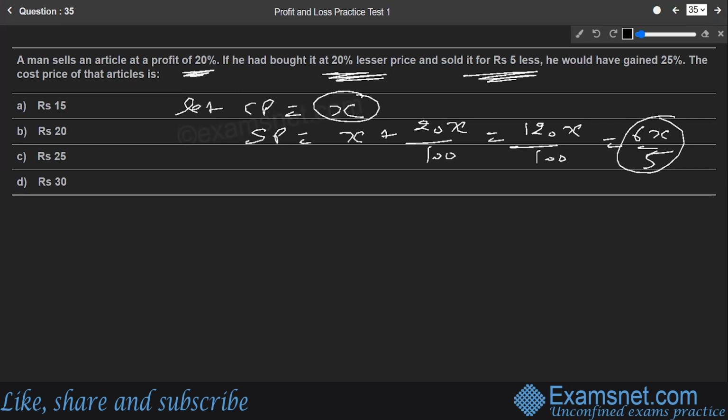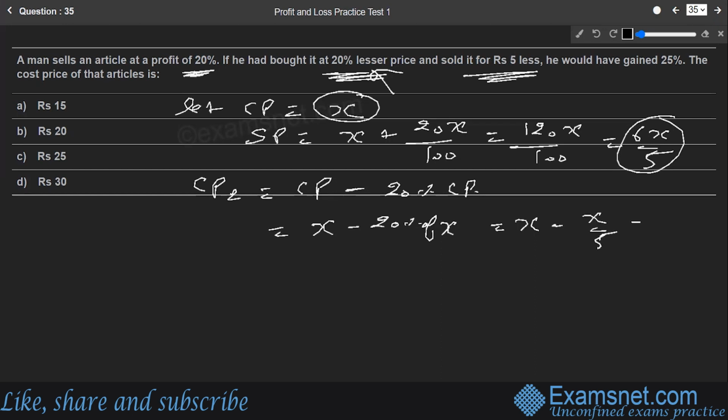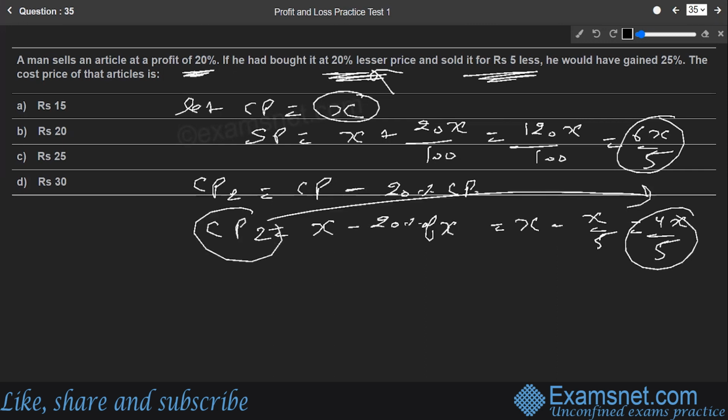Now what they say is, if he had bought it for 20% lesser, that is, the new cost price is 20% lesser than the old cost price. So cost price number 2 is the old cost price minus 20% of it. The old cost price is X. So X minus 20% of X, which is nothing but X minus X by 5, which is 4X by 5. So 20% lesser cost price is 4X by 5.